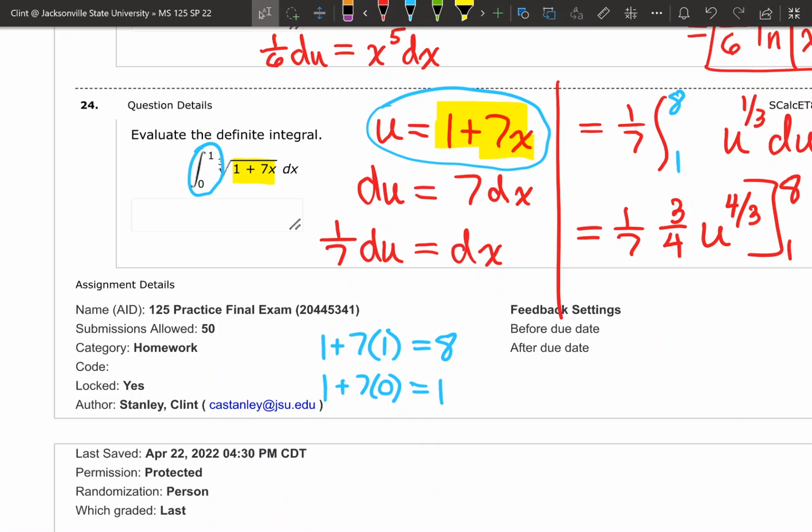Yeah. So I got a little lazy. I should have written u equals. Yeah, because these are in terms of x. So you figure out if x is that number, what's u going to be? And then that way you can just deal with u from that point forward.